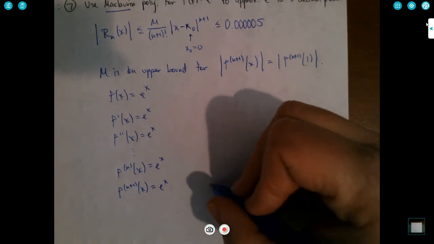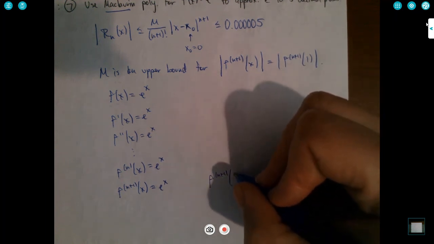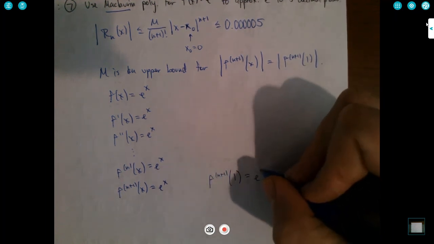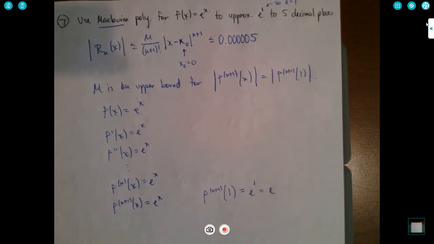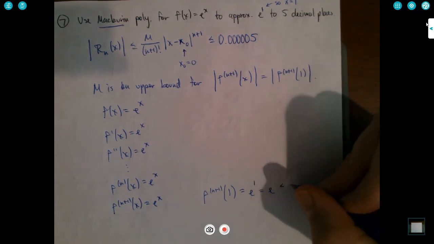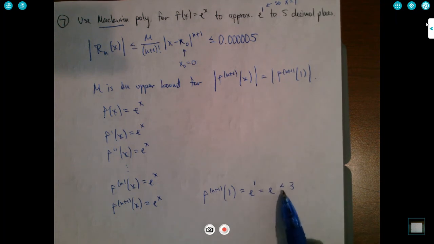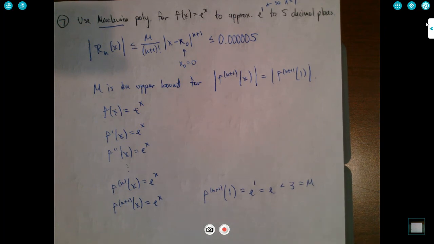And so the n plus first derivative evaluated at 1 is going to be e to the 1, or in other words, just e. Now, the tricky thing about this problem is that we're trying to approximate e. So maybe instead of using e, we should use a larger number that's a little bit easier. Maybe we can say this is less than 3, right? E is about 2.7, so it's definitely less than 3. So I'm going to take M to be 3, so this way, M is an upper bound for this number. So 3 is an upper bound for the number.